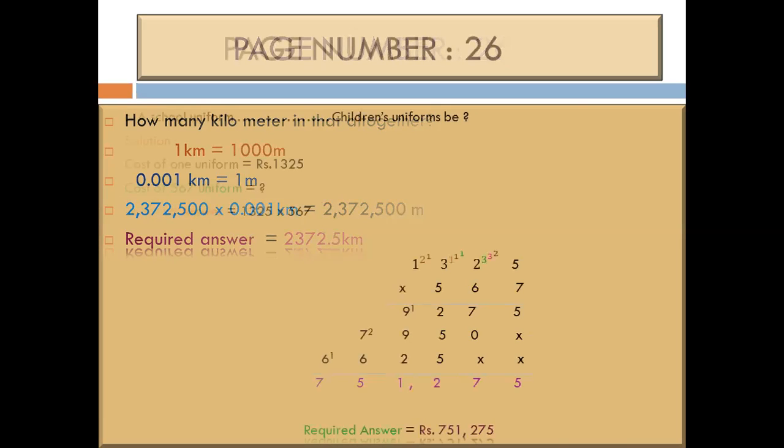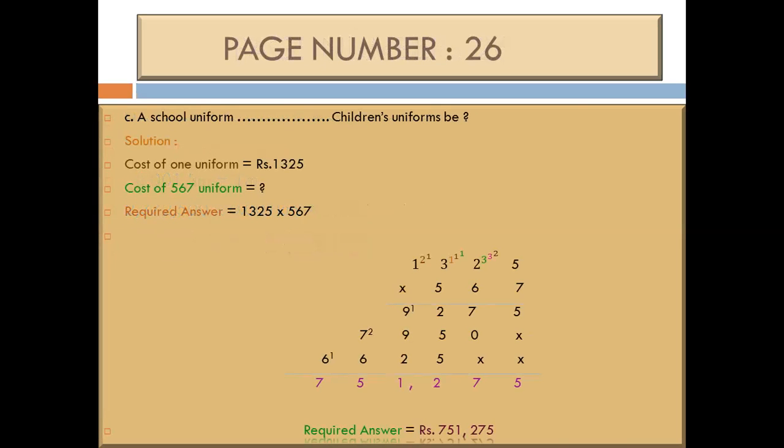Yes, the last part is: a school uniform at Amin High School costs rupees 1325. If there are 567 children at the school, what will the total bill for all the children's uniforms be? The cost of one uniform is 1325 and we find the cost of 567 uniforms. So we multiply 1325 with 567.